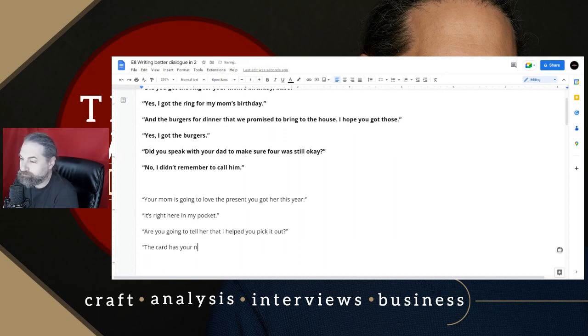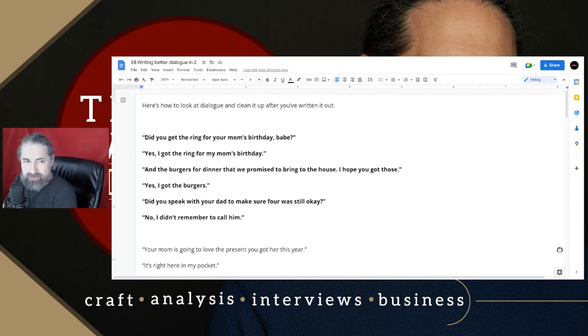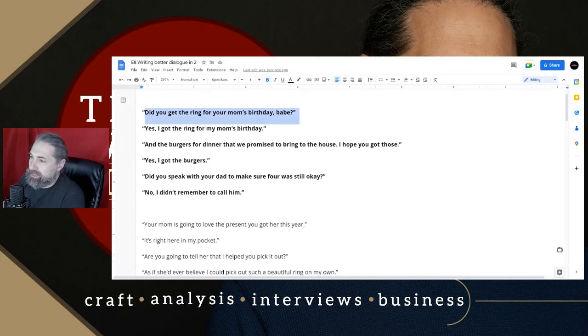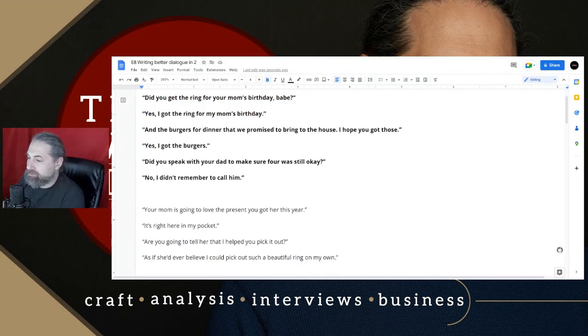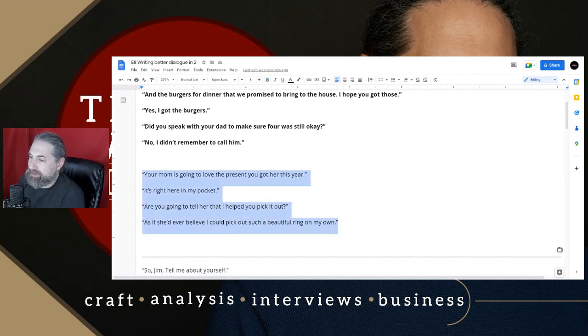Or we could be like, she'd ever believe I could pick out such a beautiful ring on my own. Okay, so we got the ring information in there, right? Because again, there's certain things you need to add into your scene. We need fuel and fire and things like that. But we don't need to say ring and birthday twice, right? We don't. But now we have a scene out of that.